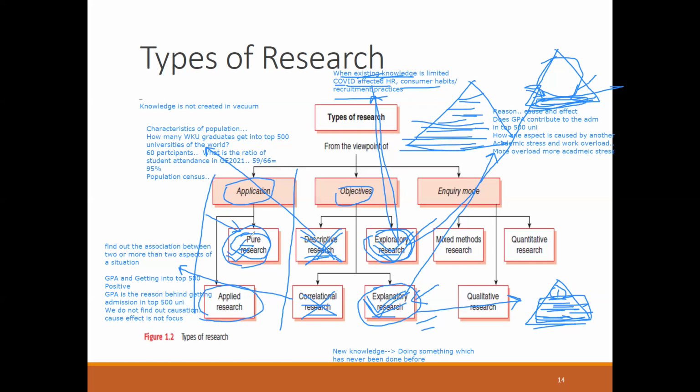Okay, so let me just repeat what I explained in my last lecture. In my last lecture, I explained the differences between pure research and applied research. In pure research, we investigate the problems which are faced by many organizations. So the problem is not unique. The problem is faced by many organizations.